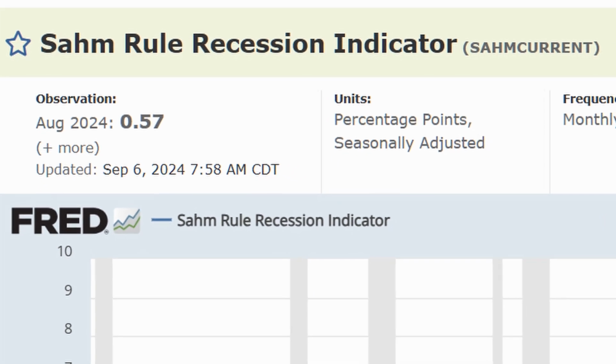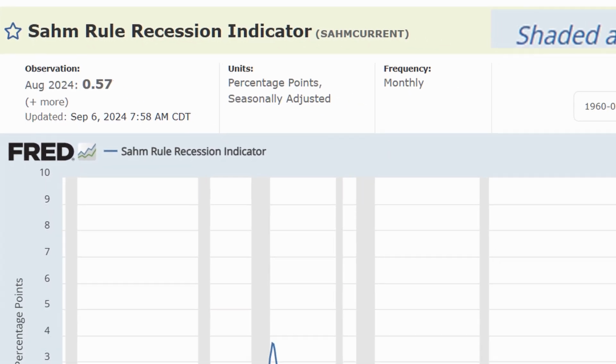The Sahm rule is now moved up to a level such that going back to 1960, anytime it had reached this level, there was a recession that was imminent.